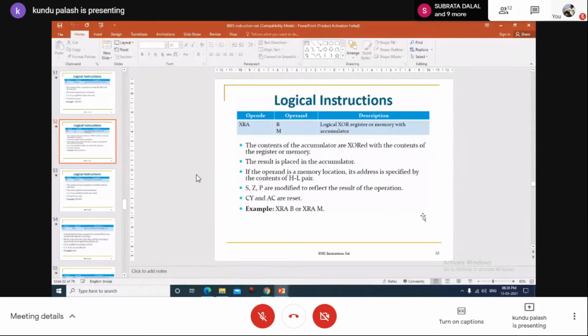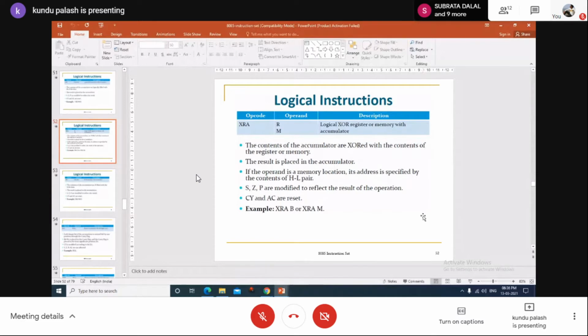So that means if the content in the accumulator and the content in the B register are different, then what will happen? The result of the operation will be 1. Now, why the result of the operation? The content of the accumulator is exclusive ORed with the content of the register or memory location. The result is placed in the accumulator.